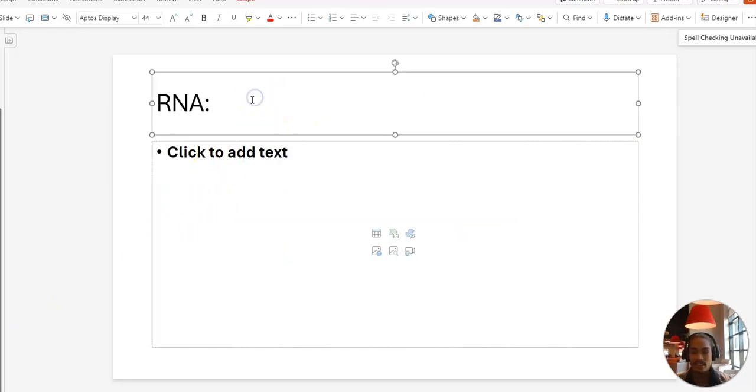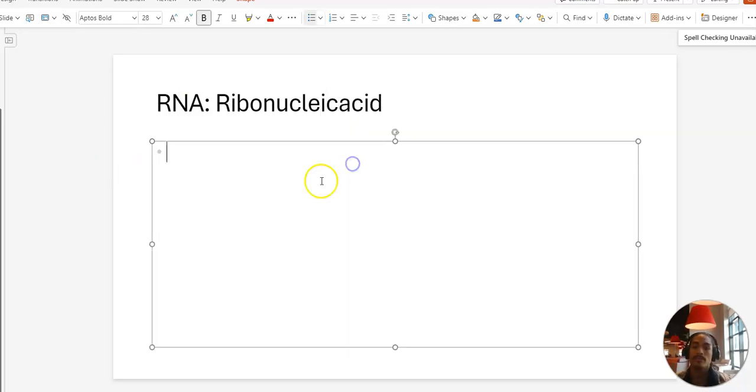Now on to RNA. RNA is cool. RNA is our ribonucleic acid. So, our ribonucleic acid, also known as mRNA. So, what does M stand for? M stands for messenger. You'll see why it's called messenger RNA right now.